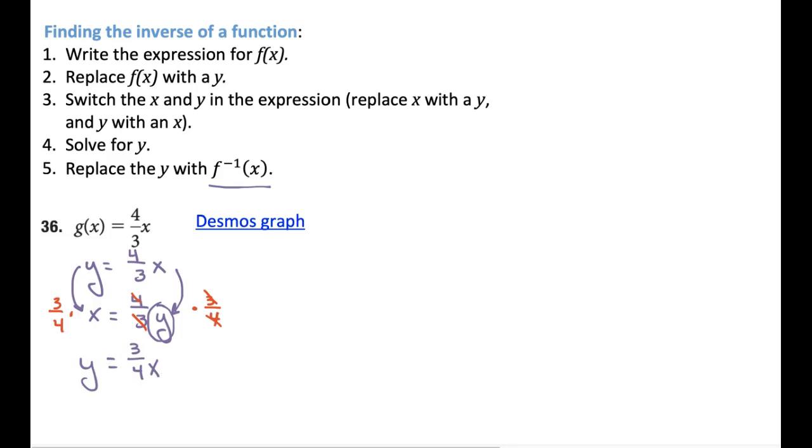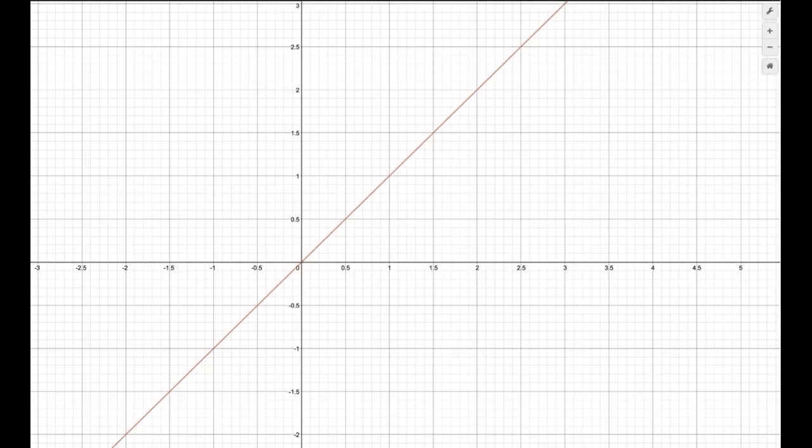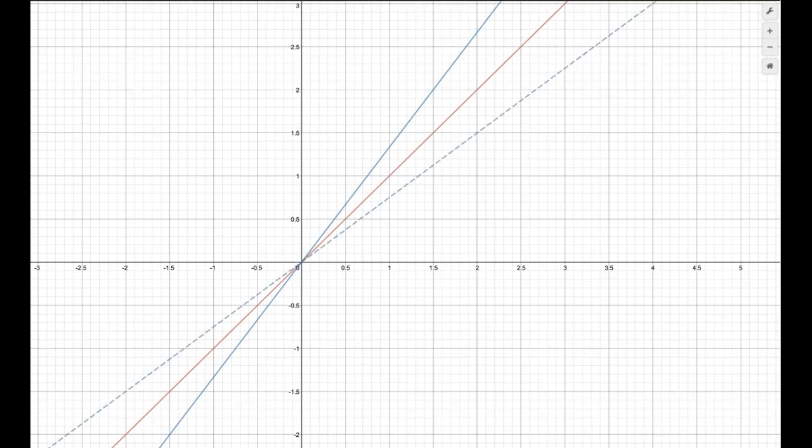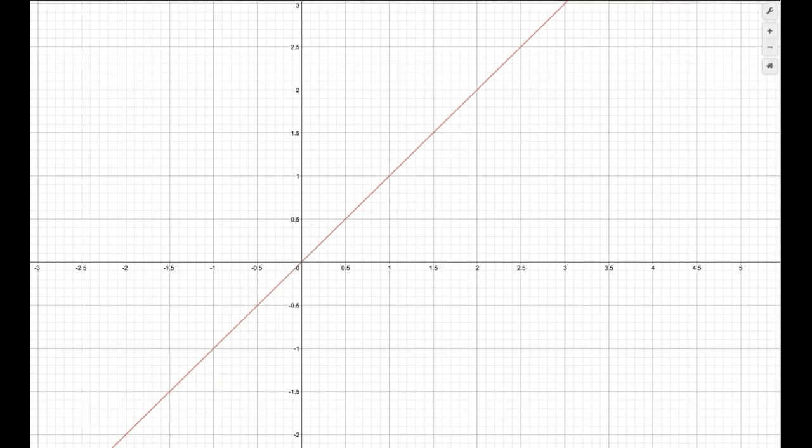So I want to show you what that looks like. So there's our y equals x line. This is 4/3 x, and just take a moment and try to picture what the inverse is going to look like. And the inverse is y equals 3/4 x. So for every y, we replace it with the x, and every x, we replace it with a y. Okay? All right, so we're going to go back and do a couple more examples.